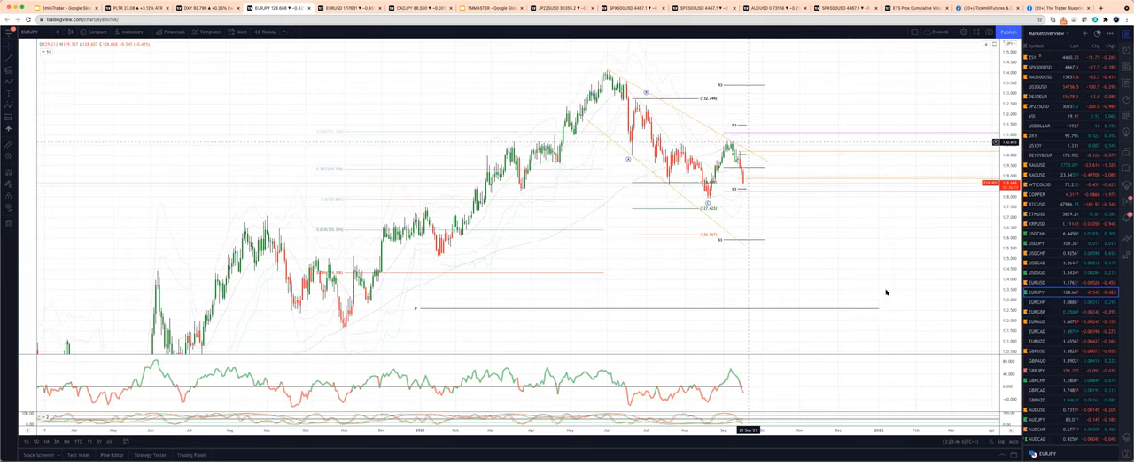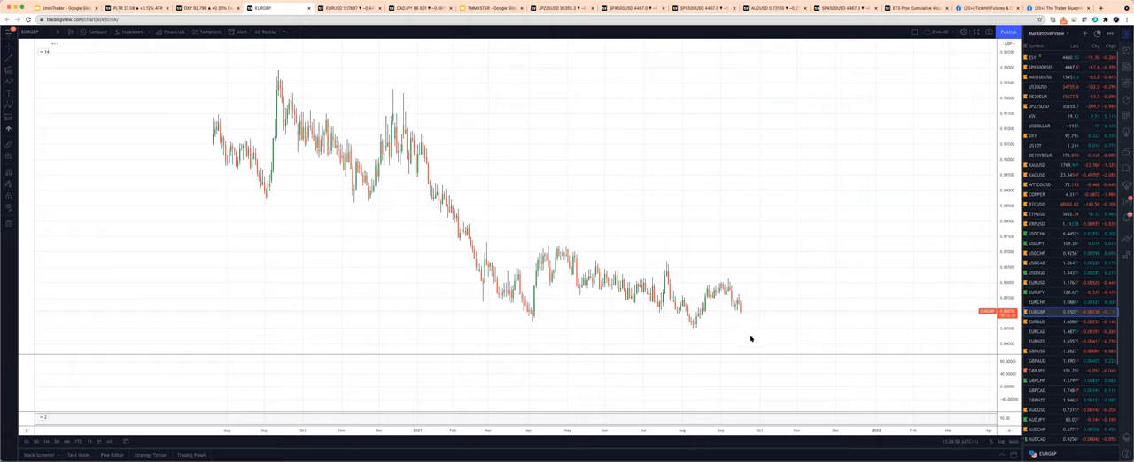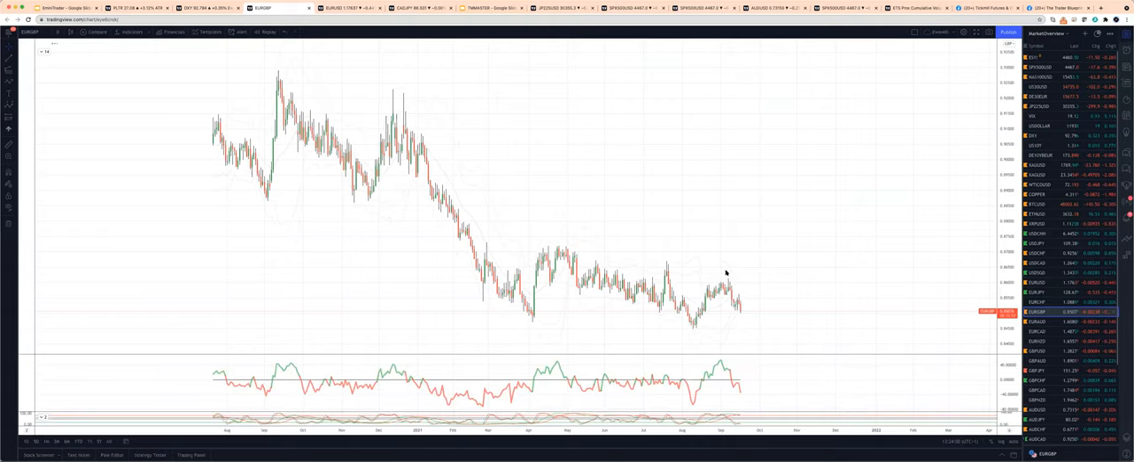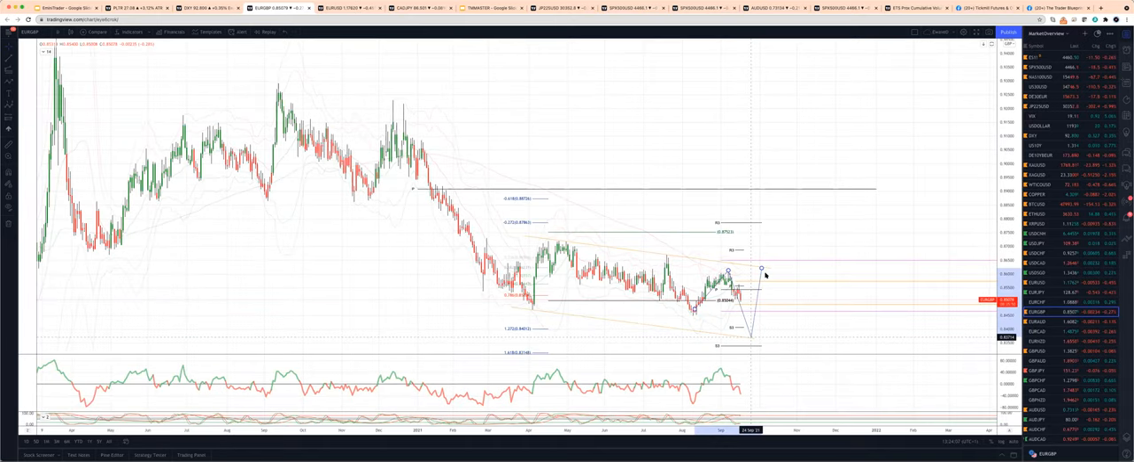Euro sterling, still looking for the breakdown here to get us into this descending trend line support, the 127 extension to complete. But I think then it will be a major wave four low, and then we could see the potential for a decent recovery in terms of euro sterling. So that's just one that's on the radar.